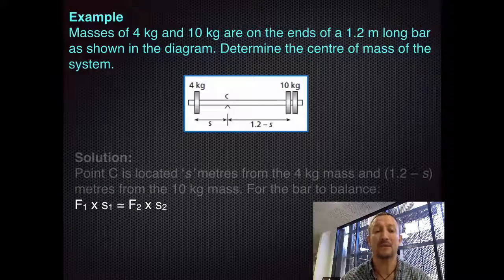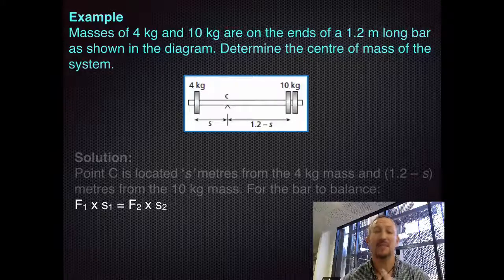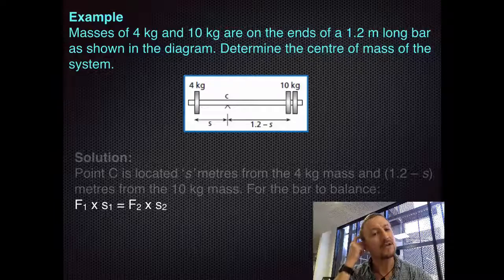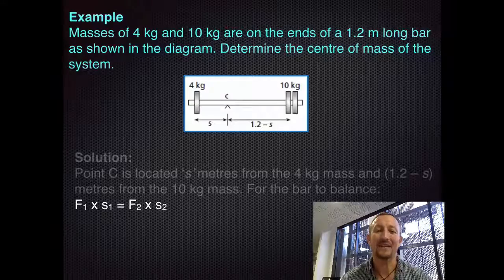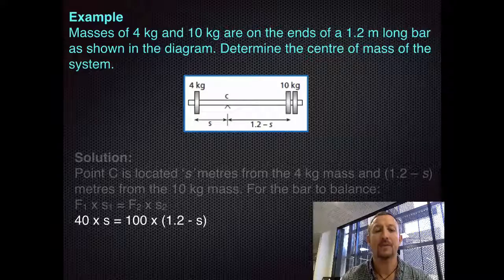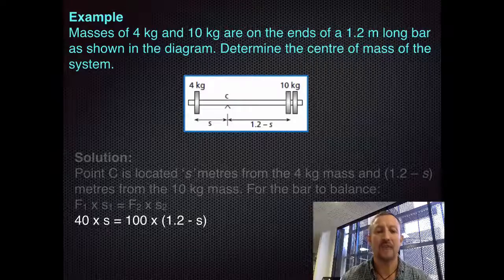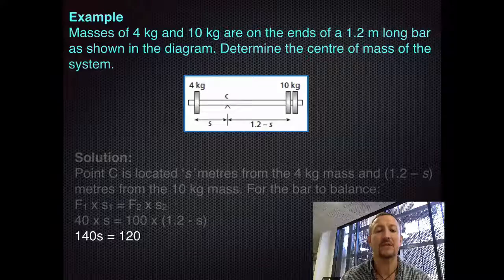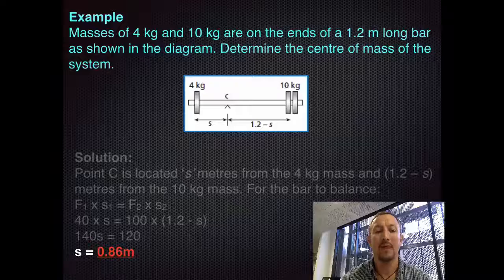So for the bar to balance, we need to make sure that F1 times S1 equals F2 times S2, noticing that the pivot point is at C. If we say that F2 is on the right-hand side of our diagram and F1 is on the left-hand side, then we can work out what's going on. In this case, we get 40 times S equals 100 times (1.2 minus S). So as a result, we get 40S equals 120. So S is going to be 0.86.